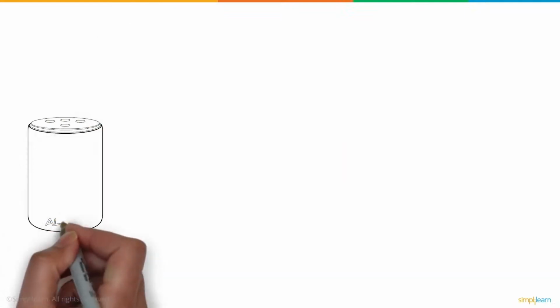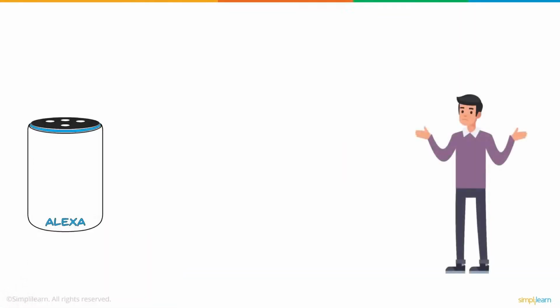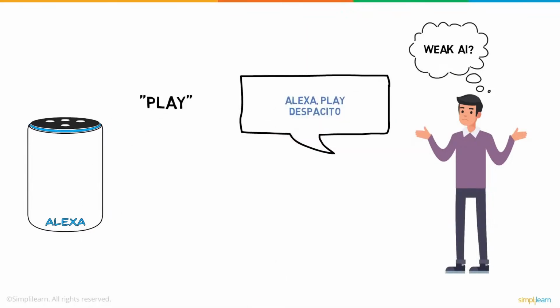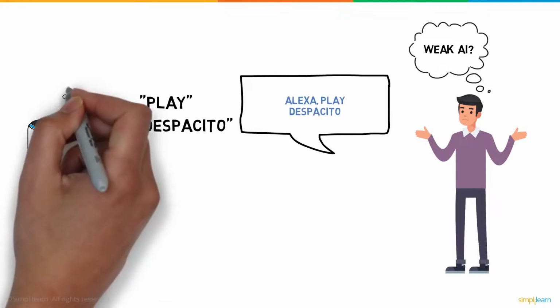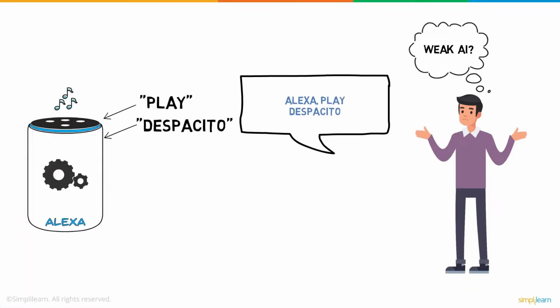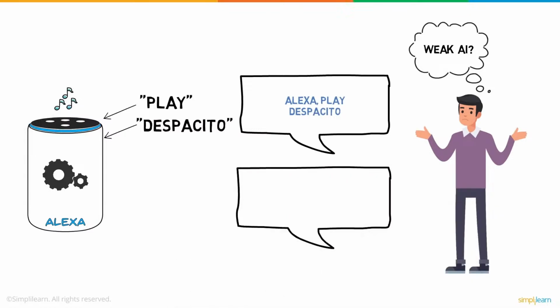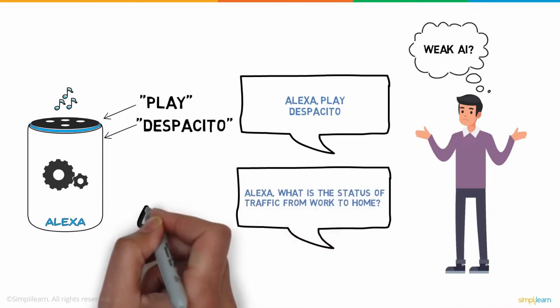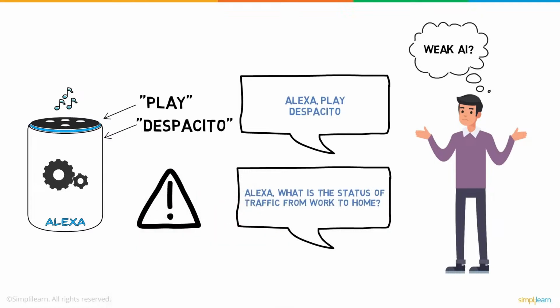You might say Alexa is definitely not a weak AI, since it can perform multiple tasks. Well, that's not really true. When you ask Alexa to play Despacito, it picks up the keywords play and Despacito and runs a program it is trained to. Alexa cannot respond to a question it isn't trained to answer. For instance, try asking Alexa the status of traffic from work to home. Alexa cannot provide you this information, as she is not trained to.